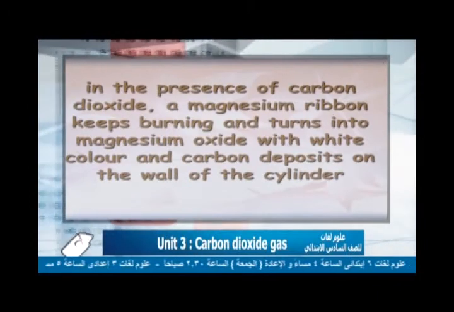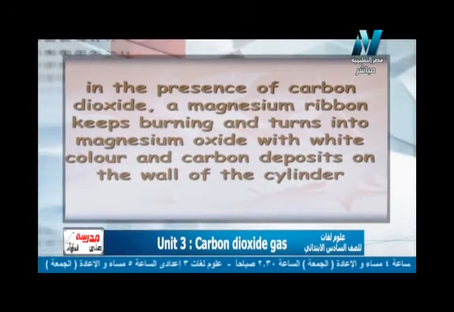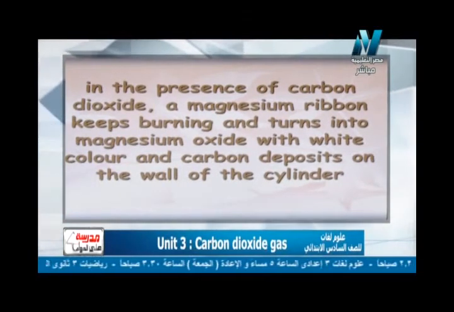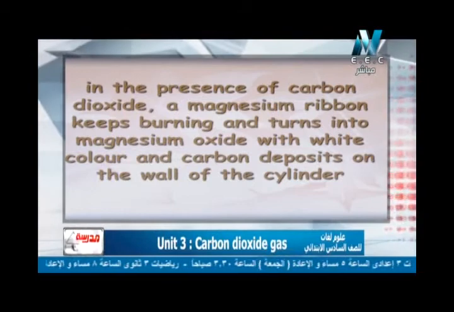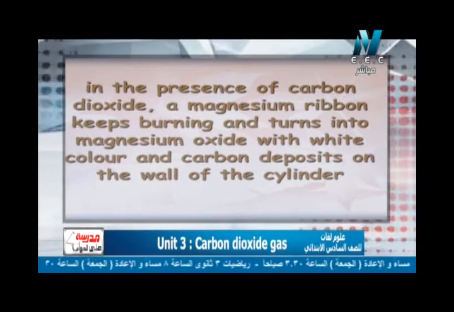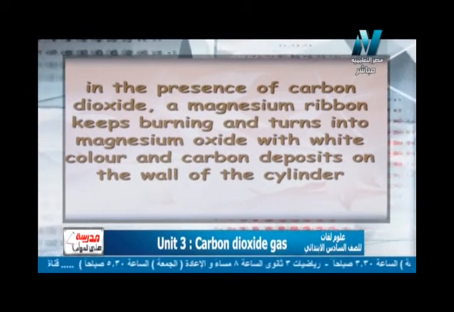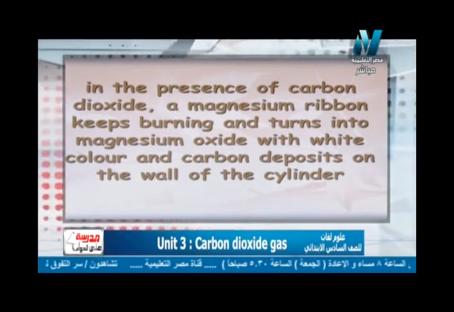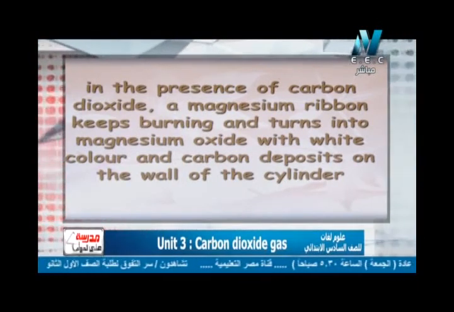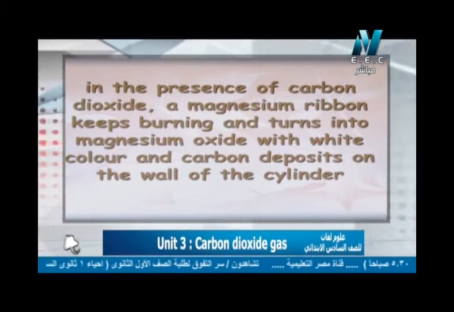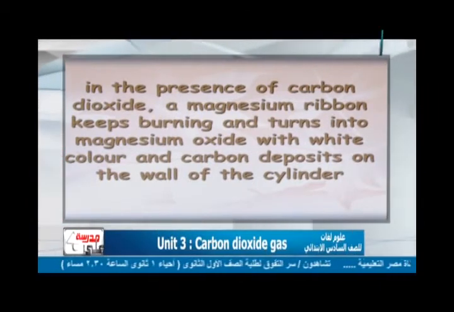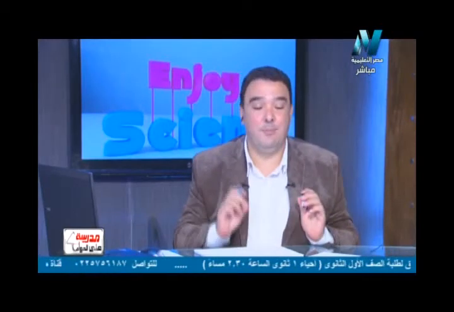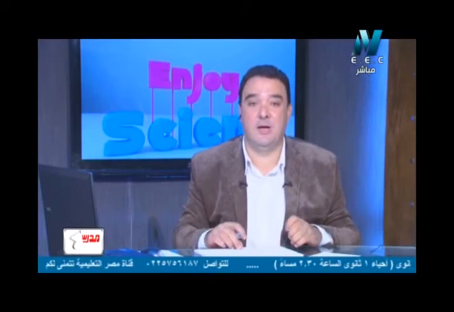So, in the presence of carbon dioxide gas, a magnesium ribbon. هنا بقى experiment مهم قوي قوي ولأنها طويلة شوية. لو في وجود الكربون دايوكسيد جاز لو جبنا شريط مغنيسيوم ريبون keeps burning بيحتفظ بالاشتعال and turns into magnesium oxide with white color, and the carbon deposits on the wall of the cylinder. Let me explain this experiment by drawing. نشرح بالرسم مع بعض ايه اللي بيحصل لو magnesium ribbon بيتحرق في وجود الكربون دايوكسيد جاز.